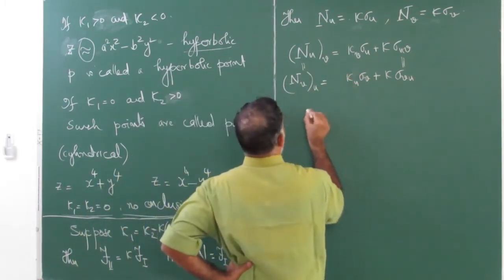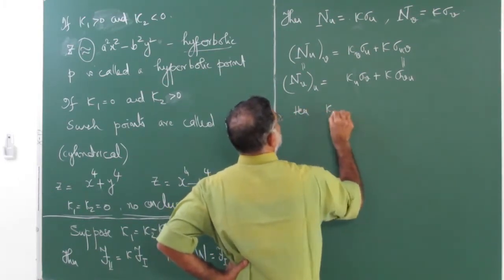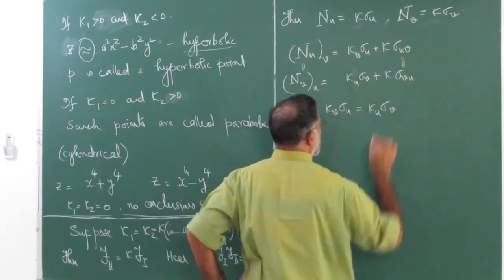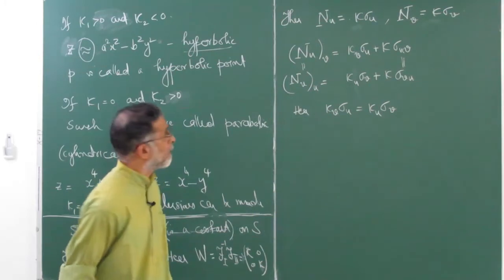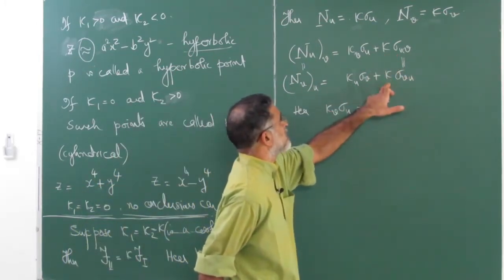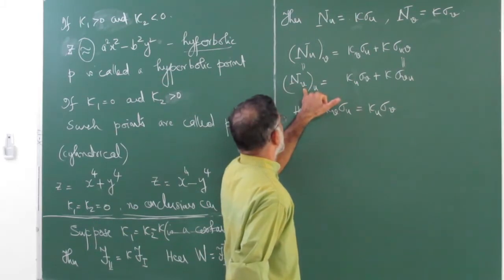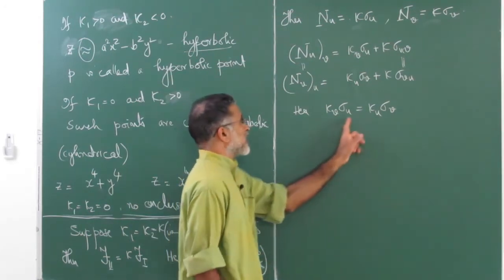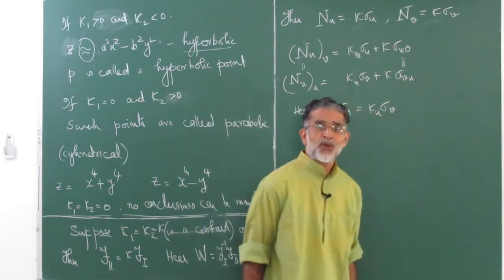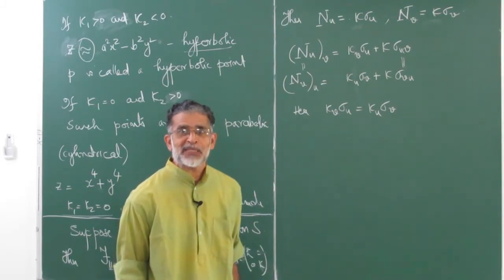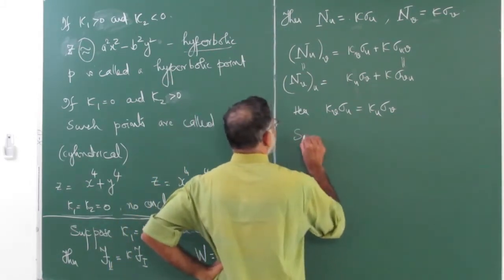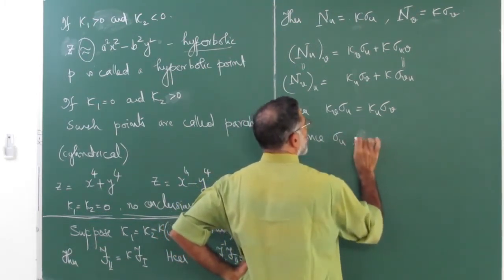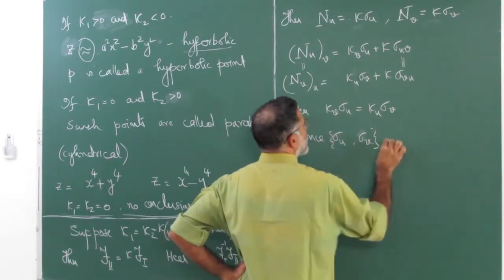So equating this, what do you get? Hence, what we get is kappa_v sigma_u is equal to kappa_u sigma_v. This happens at any point because these two are equal, so kappa is equal, and these two are equal, so these two are also going to be equal. Now look at this, sigma_u and sigma_v are linearly independent. So alpha times sigma_u equal to beta times sigma_v, there is only one way. This is a beautiful argument.